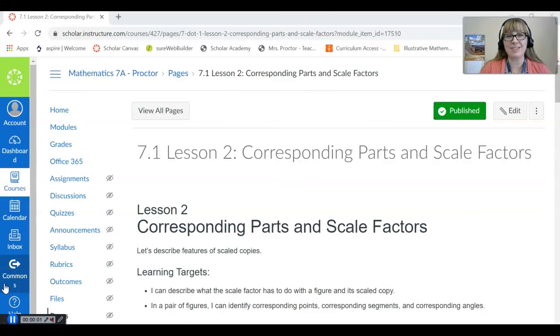Hi guys, this is the Math 7 video for Unit 1 Lesson 2, Corresponding Parts and Scale Factors. If you're viewing this video, that means you've already navigated through Canvas enough to figure out where the lessons are and what lesson it is. So I'm not going to give you the directions on how to access that.